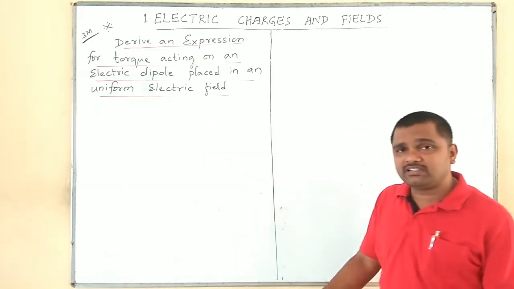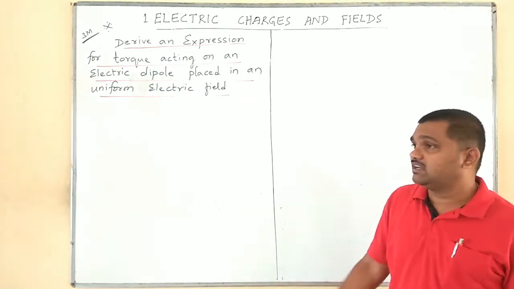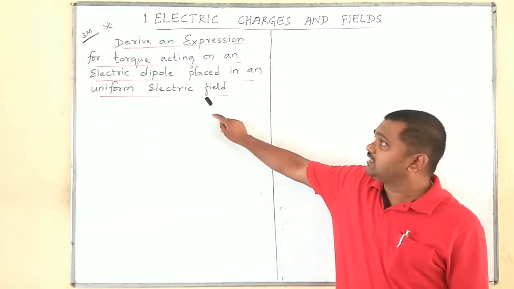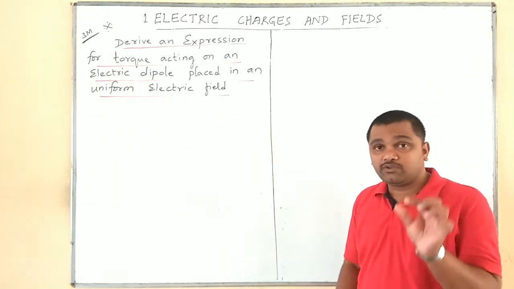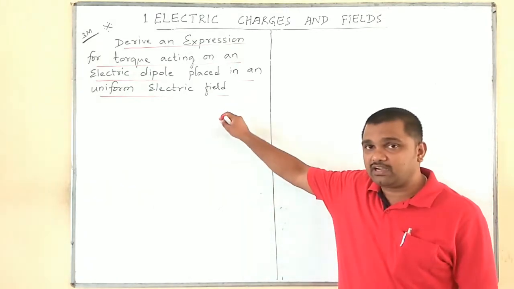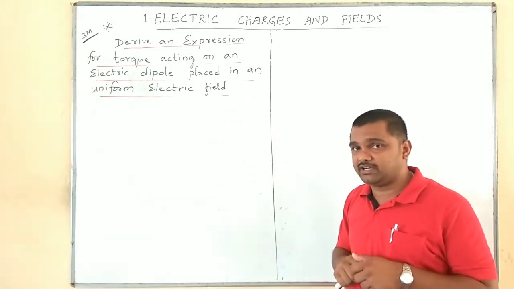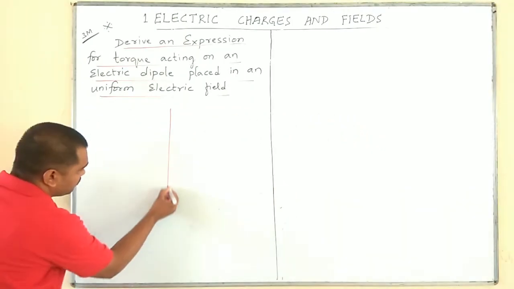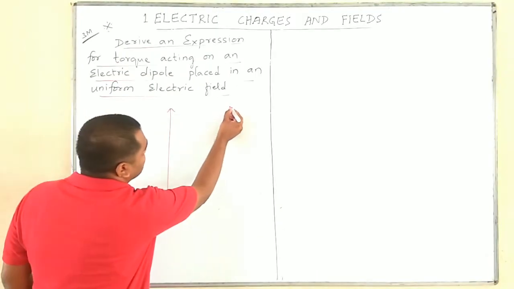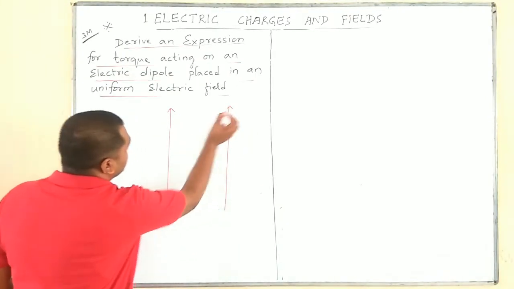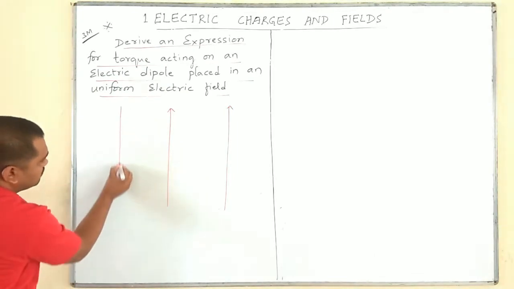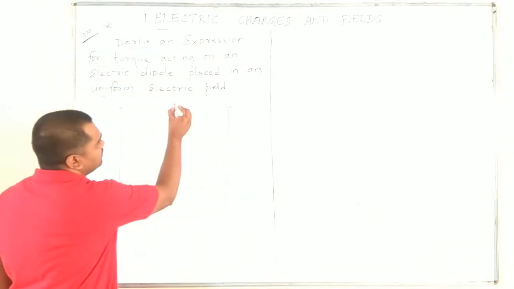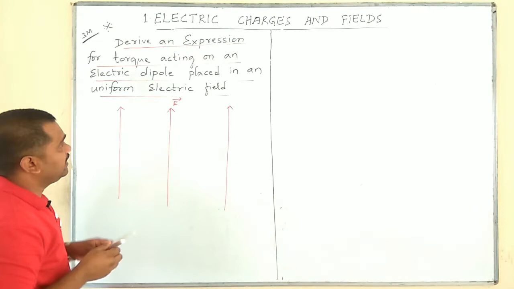When is the electric field said to be uniform? I said in my class number 2, I think, that the electric field is said to be uniform if a unit positive charge placed in that field experiences the same force at all the points. It will be represented by parallel lines like this. This is the direction of the uniform electric field, denoted by capital E.